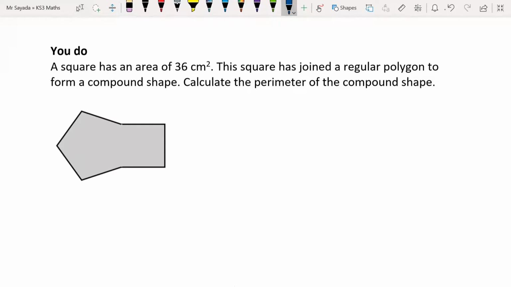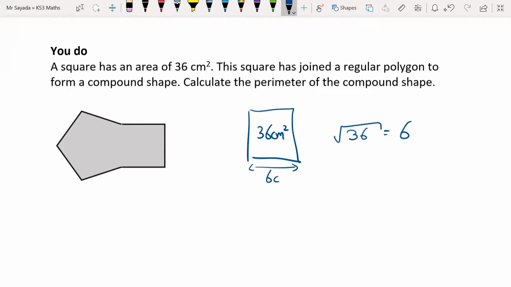So we're told that the square has an area of 36 centimeters squared. Therefore, each side must be the square root of 36, which is 6. So each side of this square is 6 centimeters. Because of this shared side over here, I know that every side of the square is 6 centimeters, but I also know that every side of this pentagon is 6 centimeters as well.